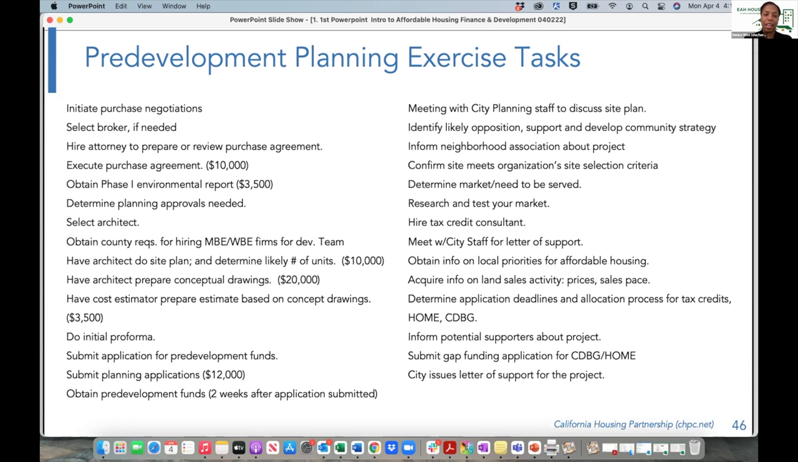So these are the tasks that you will go through. This starts from initiating the purchase negotiations and working with the broker if you need, hiring the various consultants, so your attorney, your architect, and understanding what requirements are needed from the county itself. You need to have some initial monies to go in, and do you have those resources? Remember how much the developer is going to be able to put in. You have to do your pro forma. So again, you're taking these tasks and putting them into the respective timeline in order for you to understand what it will take to get your project to being supported by the city.